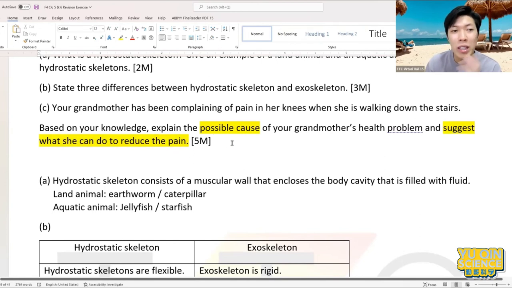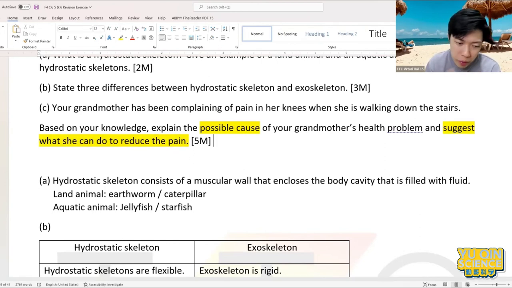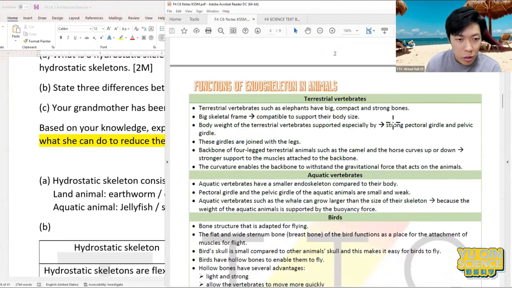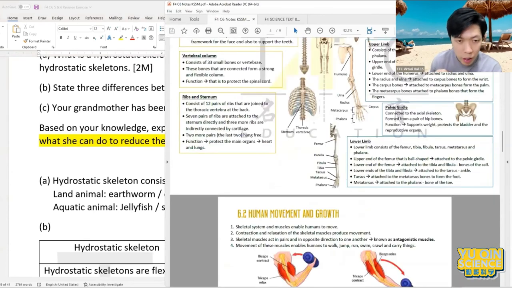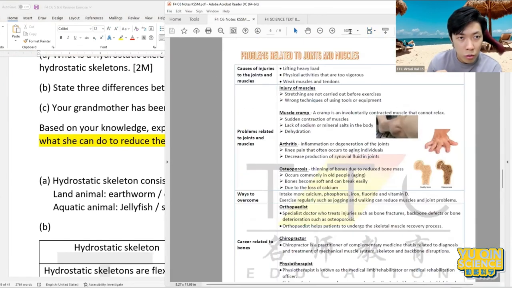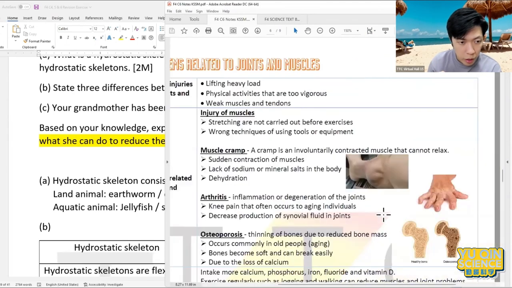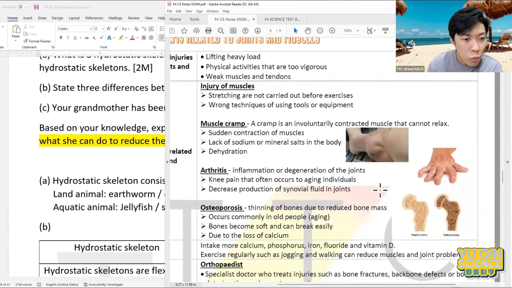First things first, do you know what knee pain is called? It's hard to study, so we refer a bit to the notes. Old people usually have this issue, right? Knee pain is actually under arthritis. So the name of the health problem is arthritis.